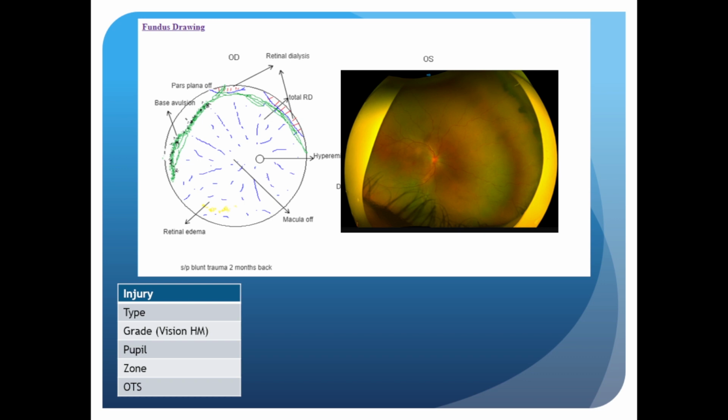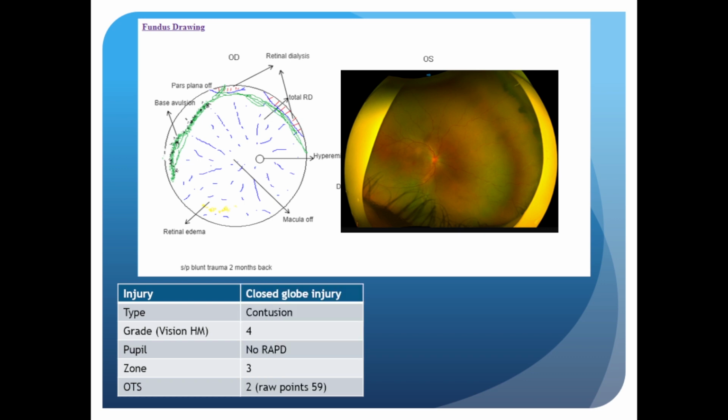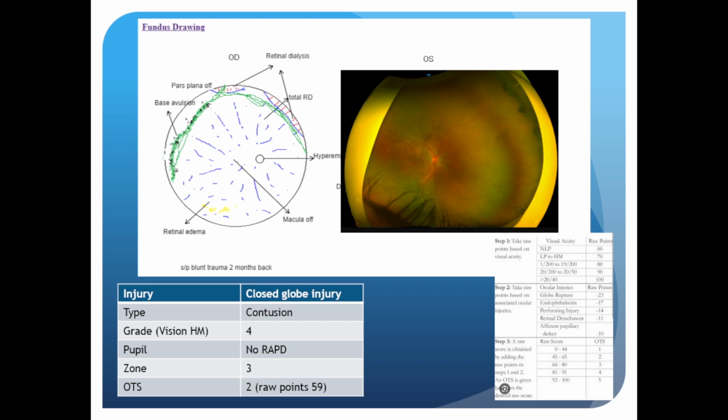Okay, Abhishek, you can tell us about the calculation. It was a closed globe injury with contusion. Grade was 4 as per hand movement. There was no RAPD. Zone was 3 and OTS was 2, as the raw point was 59. We take the raw point for hand movement as 70. The patient had retinal detachment, so we subtracted 11 from that 70. So it came to 59. So 59 was the raw point and OTS will be 2 for this patient.